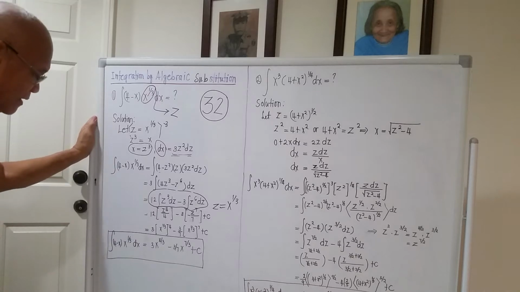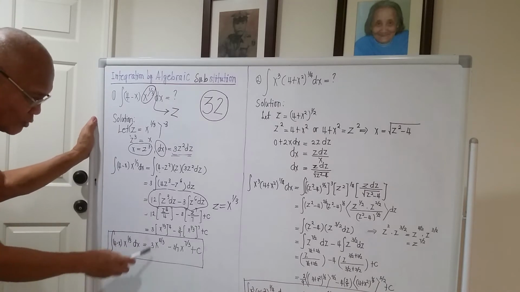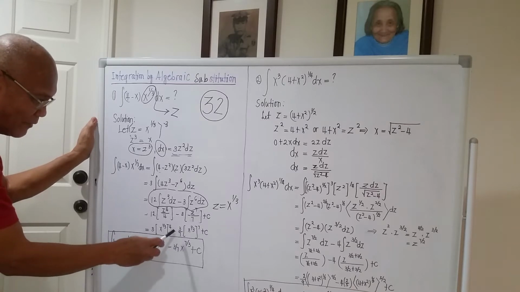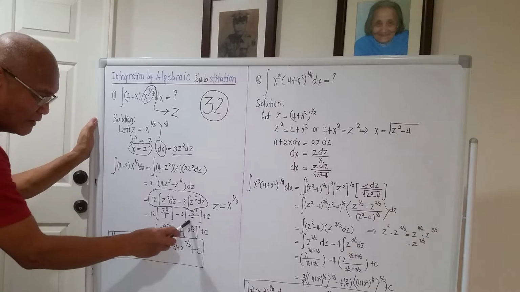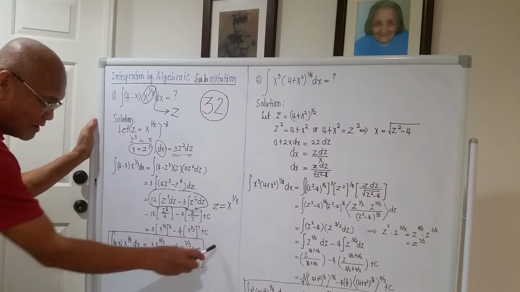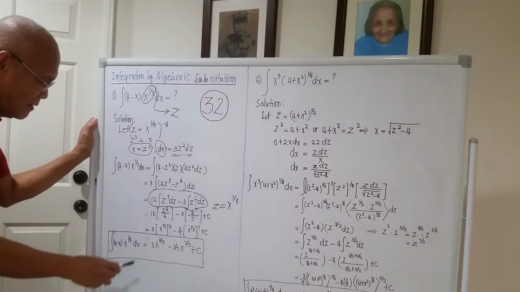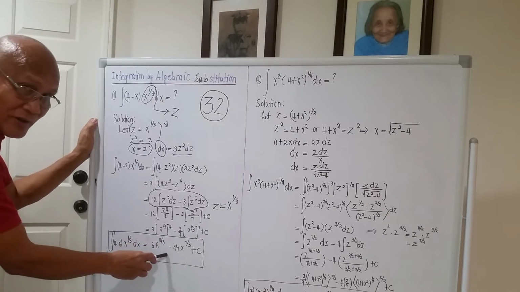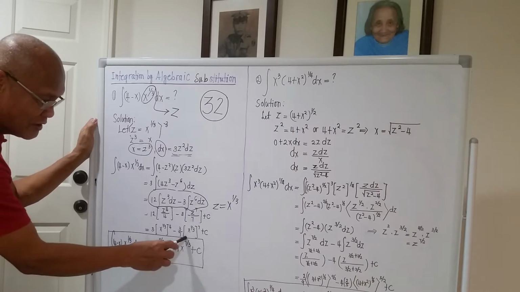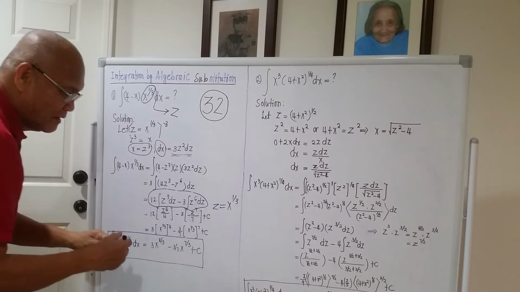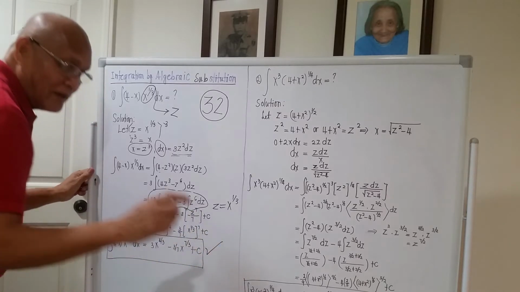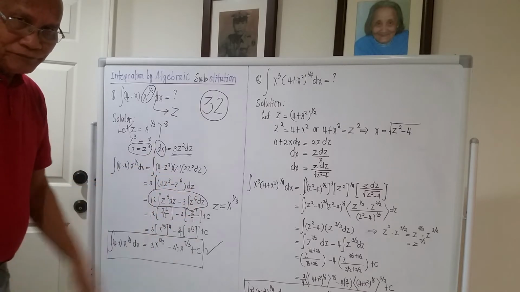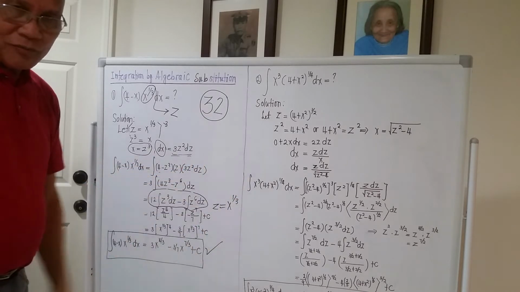Final answer, this will be 3x raised to 1/3 times 4 is 4/3, minus 3 over 7, 1/3 times 7 is 7/3. So final answer, it will be 3x raised to 4/3 minus 3 over 7, x raised to the 7/3 plus c. That's the final answer in terms of the original variable x. As simple as that one. That's algebraic substitution.